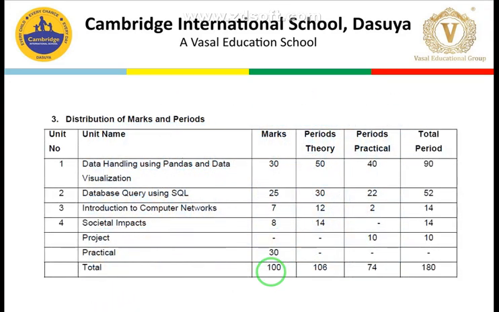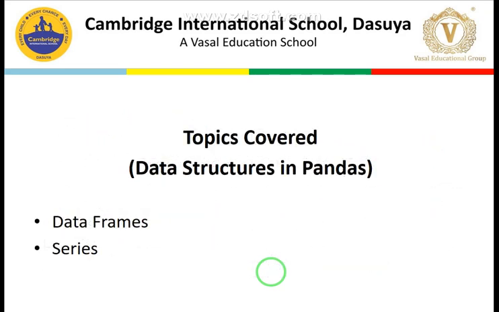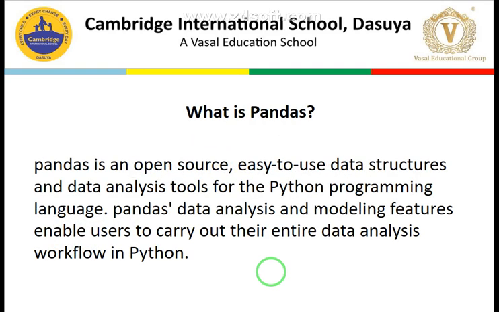Students, this is how the marks distribution for our syllabus is. We are focusing on the two data structures, very basic elements of our unit 1, that is the data frame and series. Pandas we have already discussed. This is an open source, easy to use library. It contains series and data frame structures.